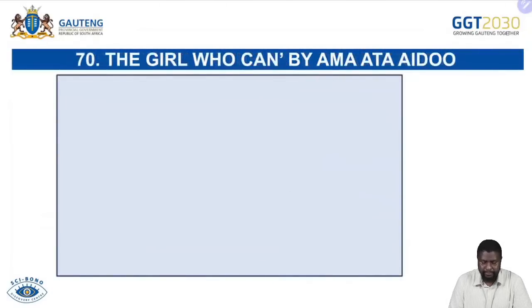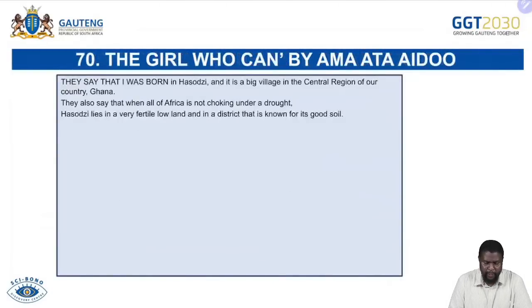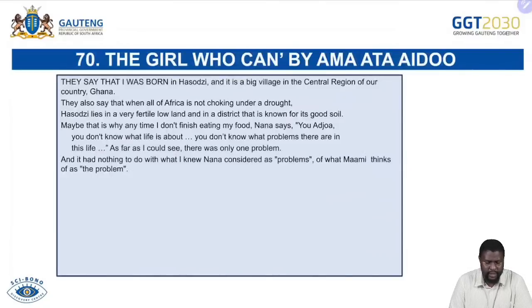The girl who can. They say I was born in Hasotsi. It is a big village in the central region of our country, Ghana.